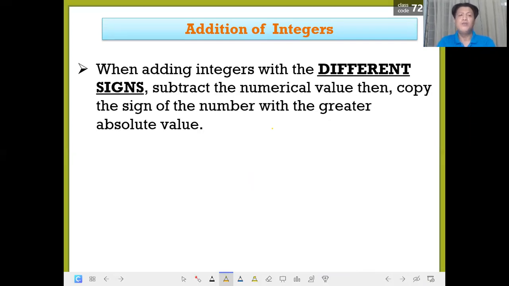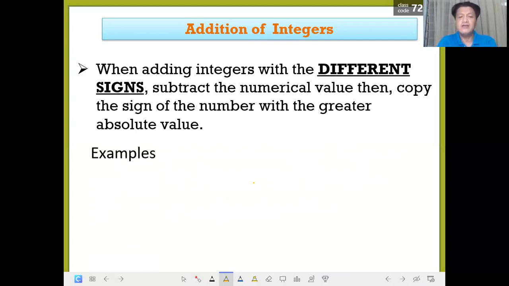Okay, so another, when adding integers with different sign naman tayo. Subtract the numerical value, then copy the sign of the integer or number with greater absolute value. Ang ibig sabihin nito, pag nag-add tayo ng magkaibang sign, ang gagawin mo lang, isusubtract mo yung numerical value and then yung sign na magiging sagot natin doon based doon sa mas malaking absolute value.